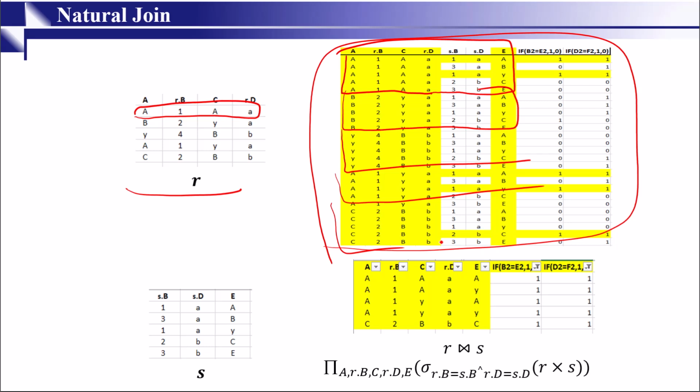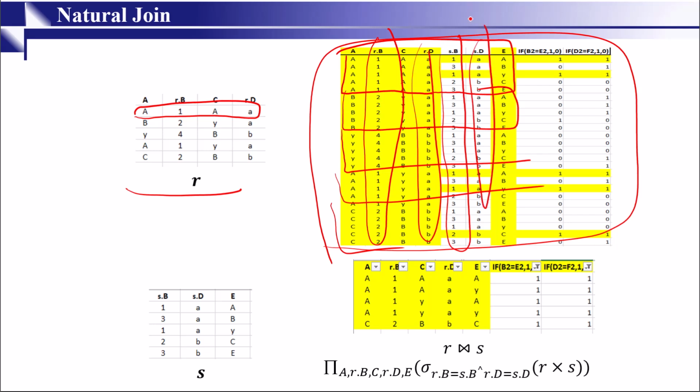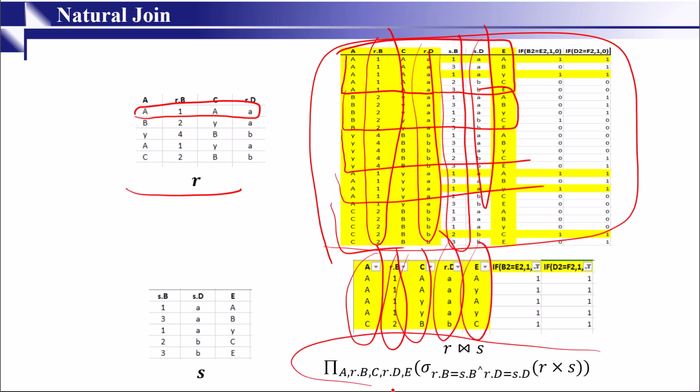Then, whenever B2, it means this one is equal to E2, this one we take out. And also, whenever this one is equal to this one. Then, out of this one, we selected A column, R.B, C, R.D, and E. This is how natural join works. Once again, I will do Cartesian product, then I will select the records when R.B is equal to S.B and R.D is equal to S.D. Then I will select columns A, R.B, C, R.D, and E. You can practice this one in Excel to better understand how it works.